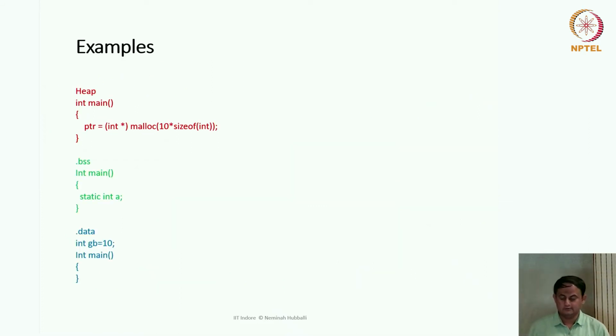As I said, the dynamically declared variables go and sit in the heap section. If there are global variables, a static integer is a kind of global variable because it retains its value across function calls, so those are in the .bss section. And if there are global variables which are initialized, those are in the data section.